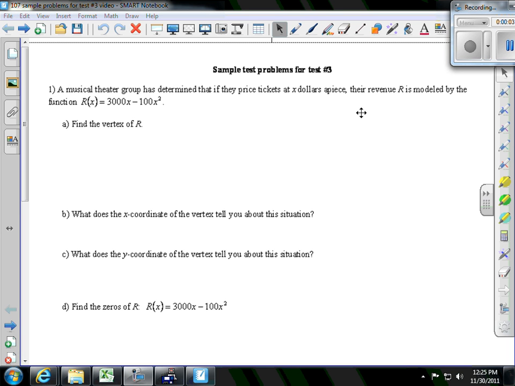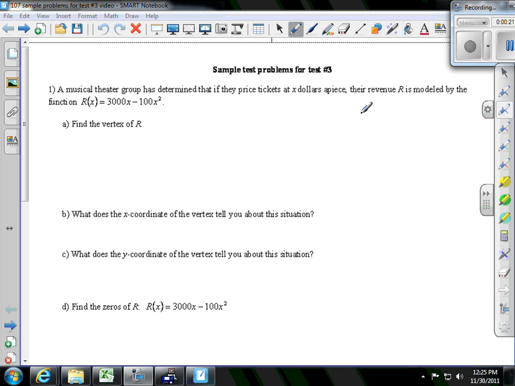So in this series of videos, I'm going to look at the sample test problems for test number 3. We'll start with number 1. The musical theater group has determined that if they price tickets at x dollars apiece, their revenue R is modeled by the function R of x equals 3000x minus 100x squared. Part A says find the vertex of R.